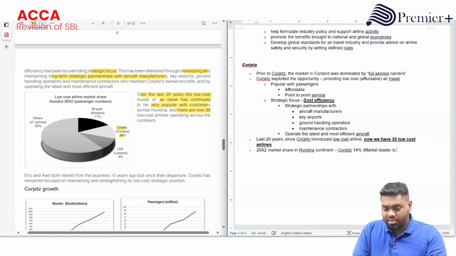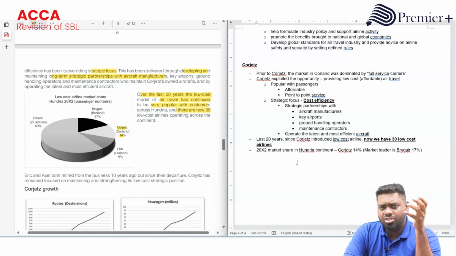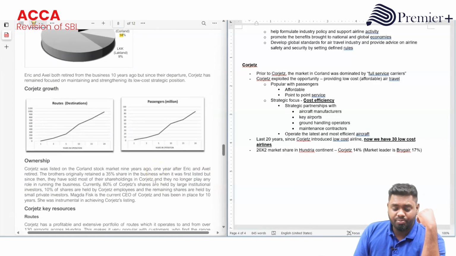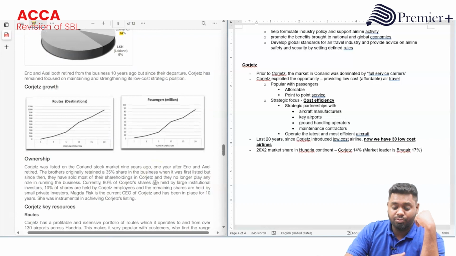the market leader is Brygger, 17%. Now keep in mind, we were the initiators of low price airlines, but now we have another competitor who has a greater market share than us. Let's see whether we have facts providing the reason for this.